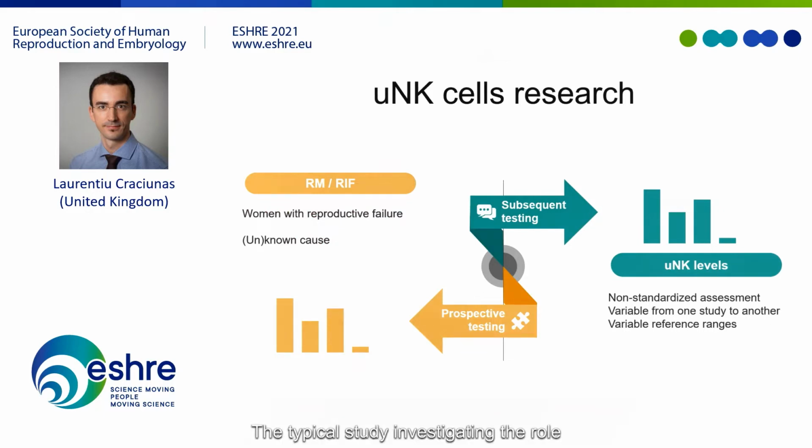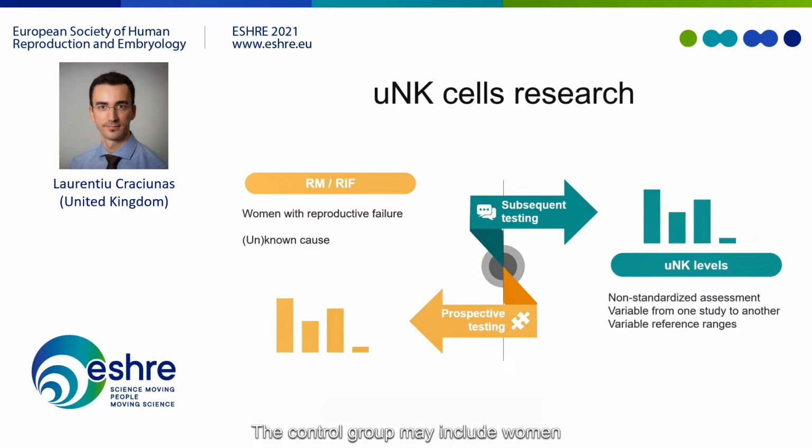The typical study investigating the role of uterine natural killer cells starts from a cohort of women who suffered reproductive failure by either recurrent implantation failure or recurrent miscarriages. Once they are diagnosed as such, women undergo endometrial biopsy with uterine natural killer testing, and the results are compared to those of women who have not suffered reproductive failure.